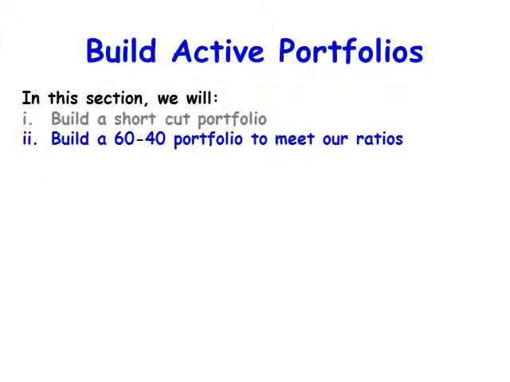Let's continue. In this section, we will build a 60-40 portfolio to meet our ratios. We used a shortcut portfolio before, which had too much of the non-US and not enough US allocation. Now we will build a 60-40 portfolio that does have the proper ratios we are looking for. And after that, we will do a dry run of the portfolios built so far. We will do a back test of the portfolios.